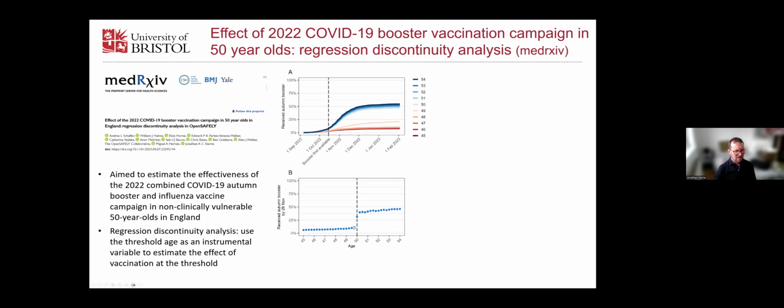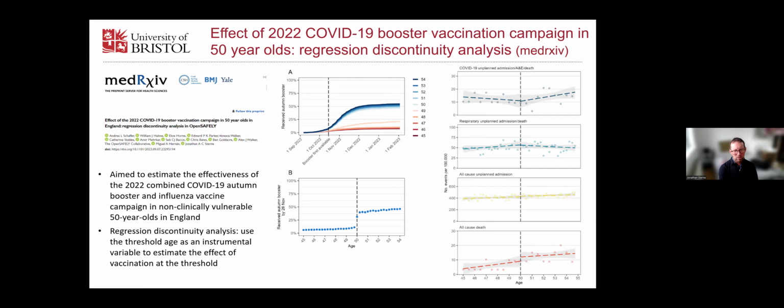Take-up of vaccination at the threshold for eligibility of age 50 is shown in plot B, and plot A just shows the cumulative incidence by age. Some people under age 50 and not classified as clinically vulnerable were vaccinated, but there was a sharp increase in the incidence of vaccination at age 50. Despite this, we were unable to demonstrate any evidence that the COVID-19 booster vaccine had benefits at age 50 in non-clinically vulnerable people.